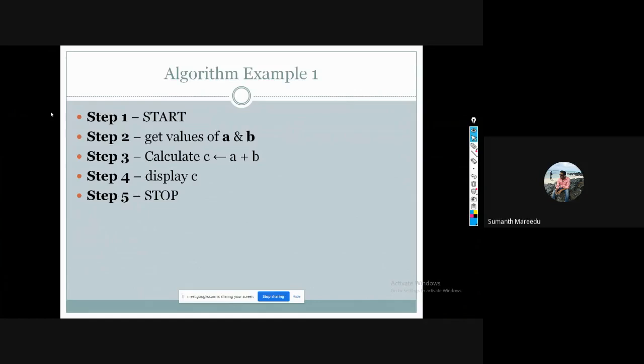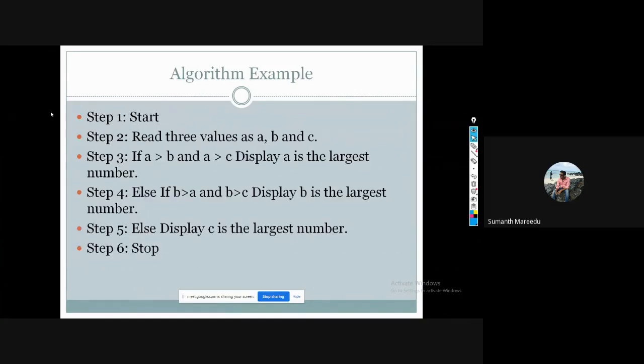Next, we'll take a second task, that is to find out the biggest number among given three numbers. So I've been given three numbers, and out of those three numbers, I need to find out which is the biggest one, which is the largest one.